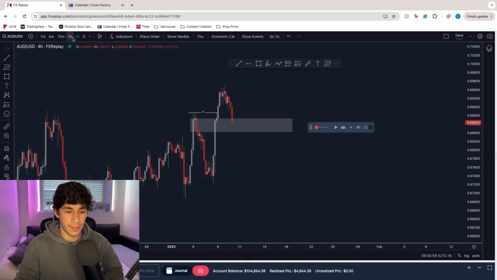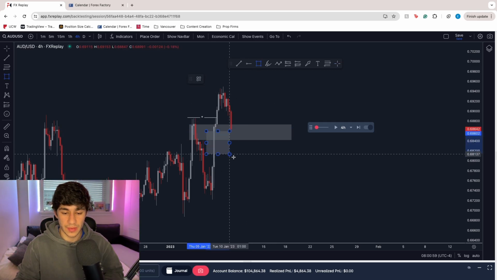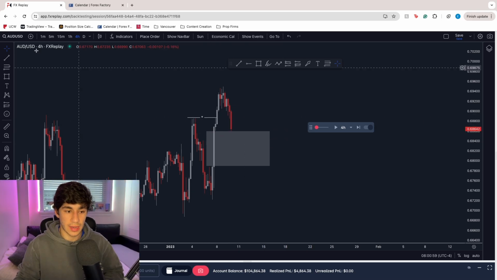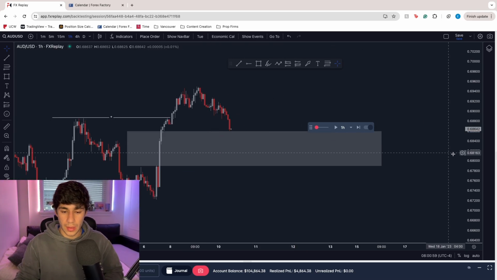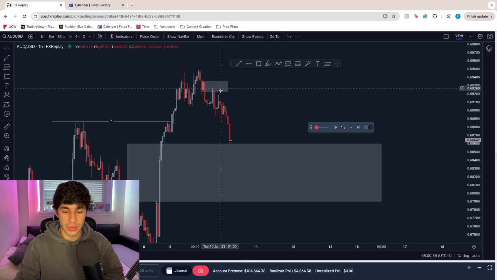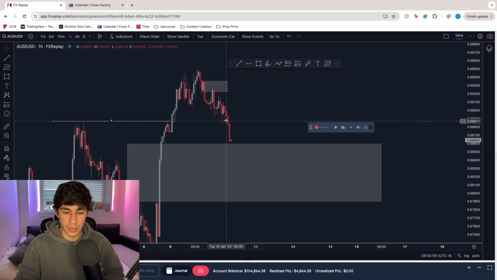So I would like to see how price rejects from here, but we can see that there's also a huge gap in this area. So I honestly prefer this gap over this gap here. Let's see. So price took liquidity, broke structure, then it rejected from this supply zone here, then it continued breaking structure, continuing.